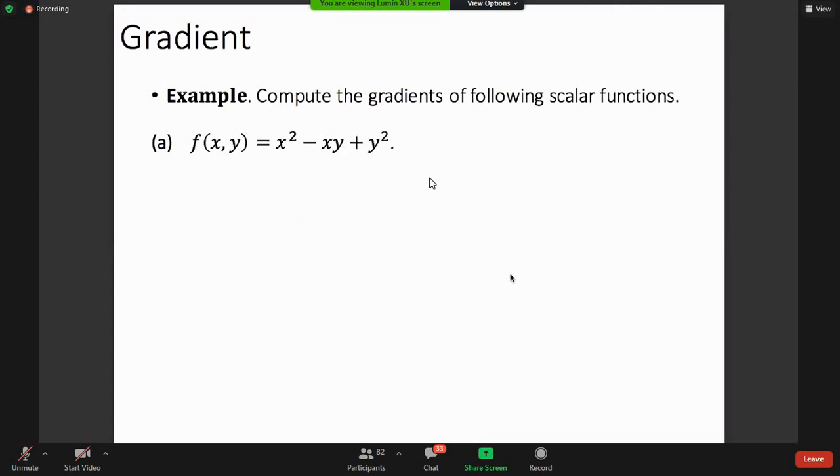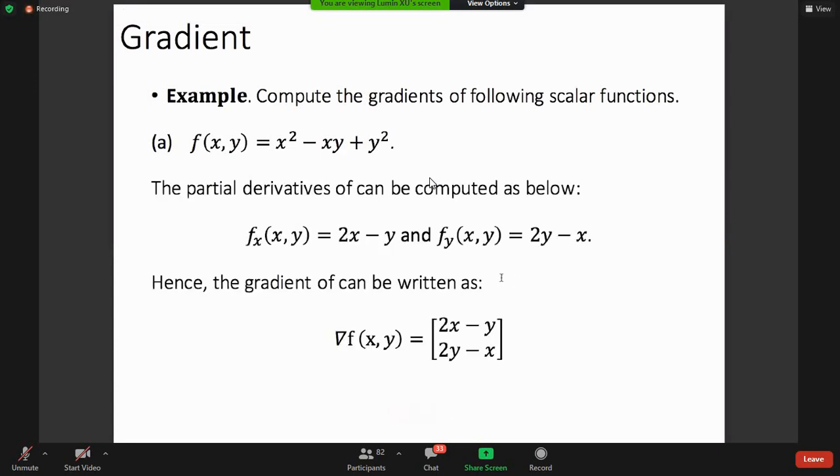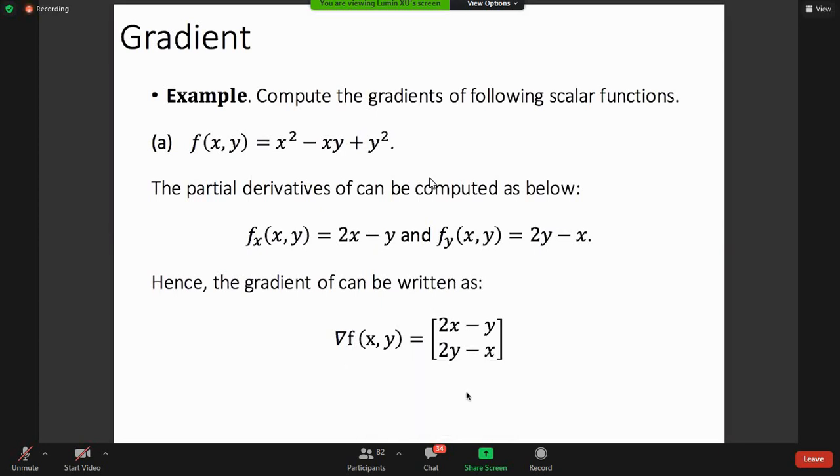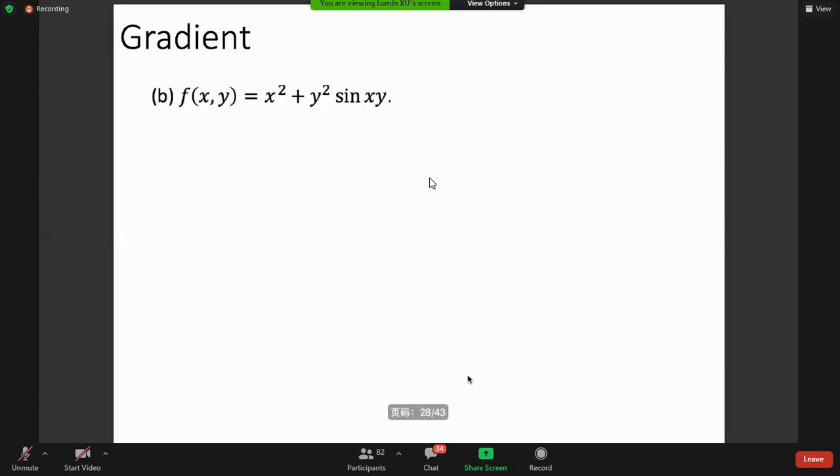Okay, let's look at the solution. According to the definition, we should first calculate partial f, partial x, and partial f, partial y, right? So the partial f, partial x should be like that, and also the partial f, partial y. Then the gradient should be like that, according to the definition, right? Now let's move on to the next example.